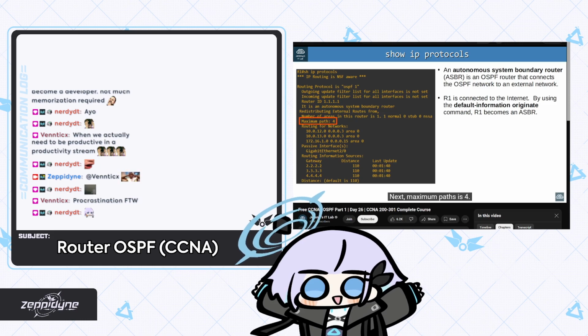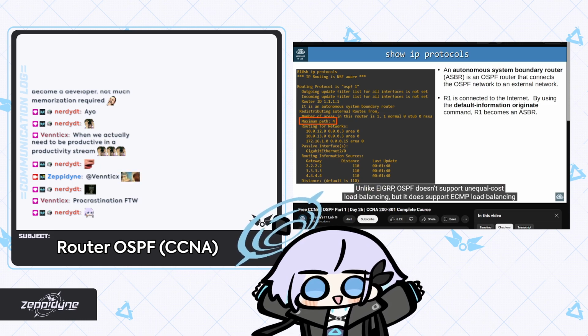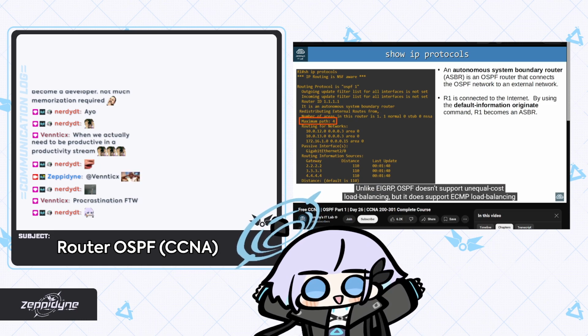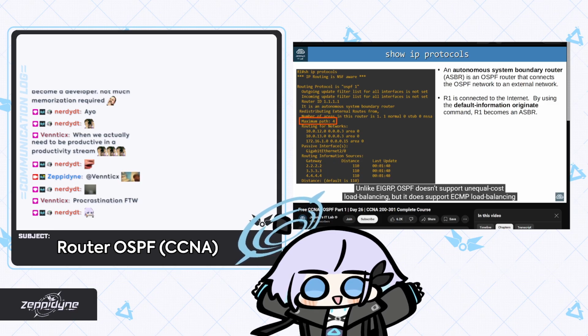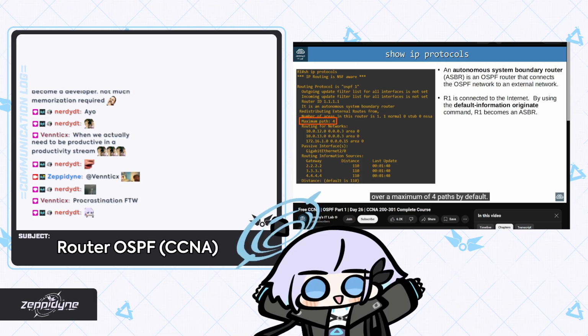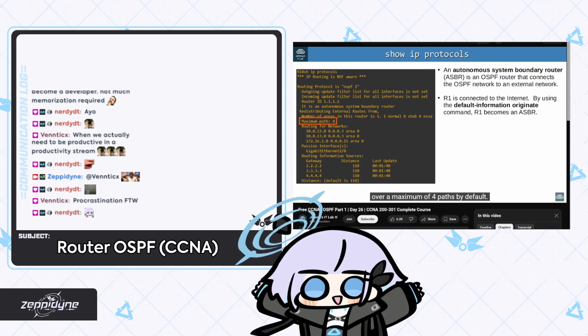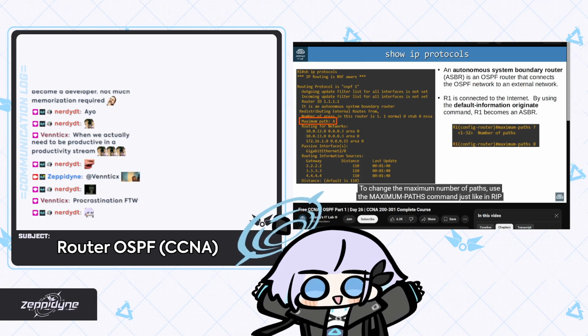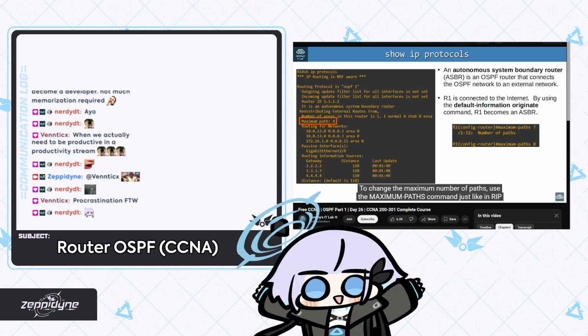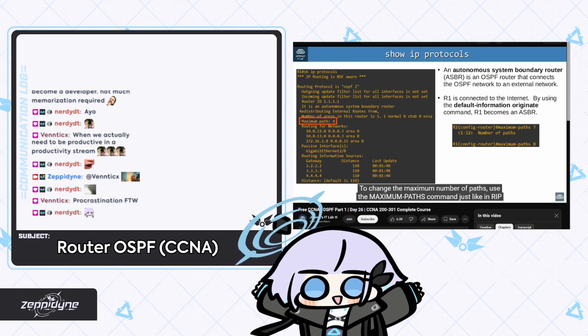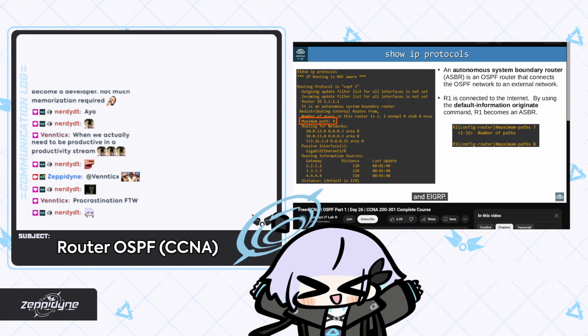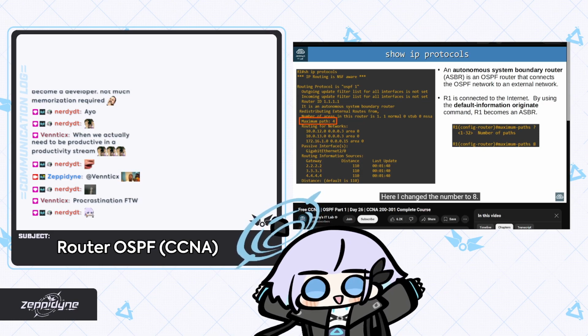Next, maximum paths is 4. Unlike EIGRP, OSPF doesn't support unequal cost load balancing, but it does support ECMP load balancing over a maximum of 4 paths by default. To change the maximum number of paths, use the maximum paths command, just like in RIP and EIGRP. Here I changed the number to 8.